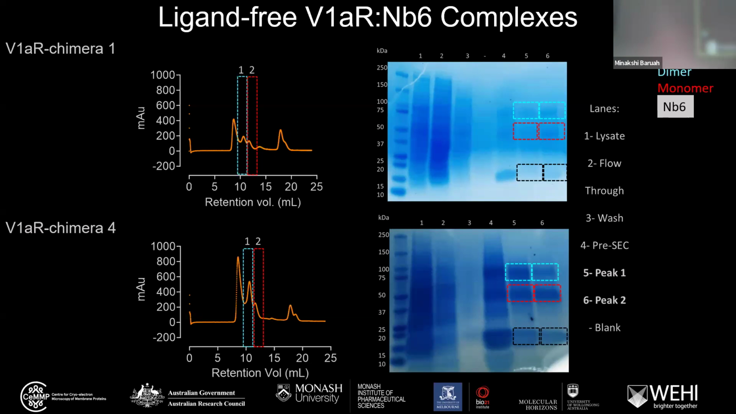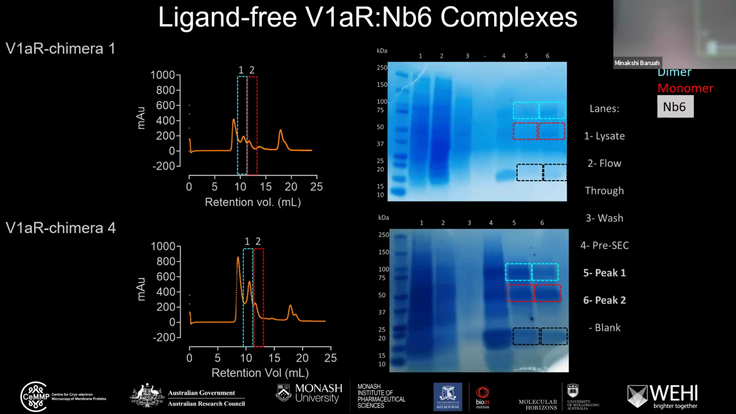When I ran those samples on gel, we can see a dimer and monomer population for peak 1 and peak 2. The gel picture is not quite visible here. Peak 1 and peak 2 both have both the dimer and monomer bands. However, if you look closely, peak 1 has an intense dimer band, whereas peak 2 has an intense monomer band, suggesting the predominant species in both these peaks.